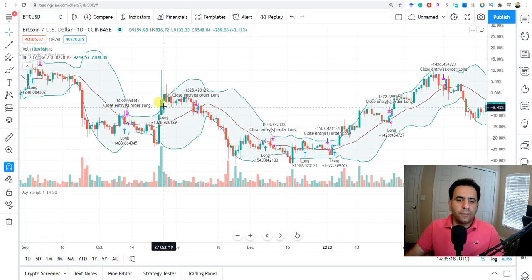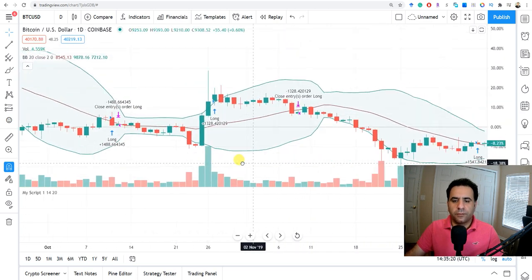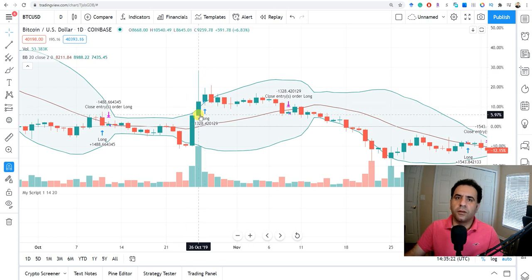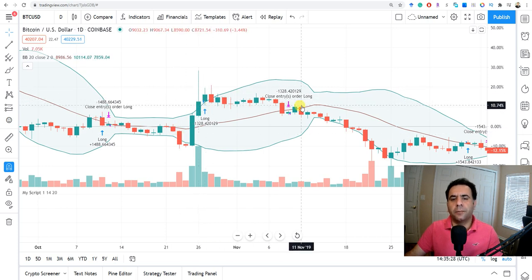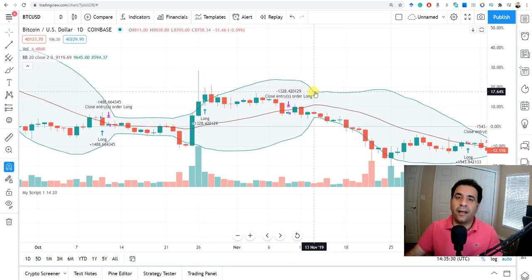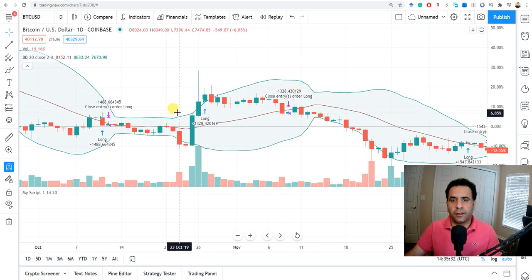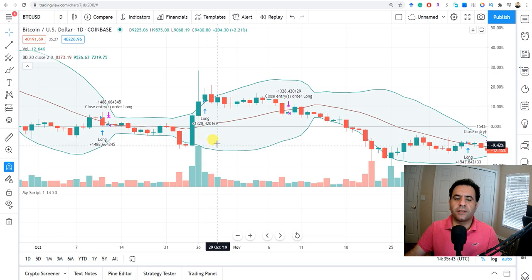Let's see. Yeah, look at this one. This is a very good example. There is a buy signal here. But the problem is it's above the upper band of the Bollinger Band. So we should not buy here. We should wait. And the best case scenario is when the price is between the basis and the lower band.